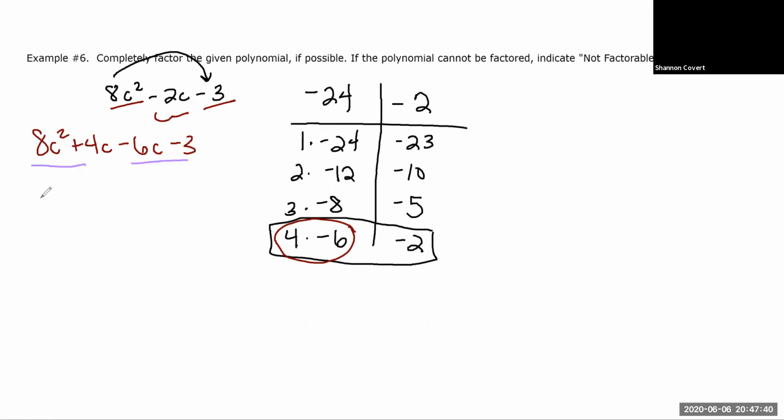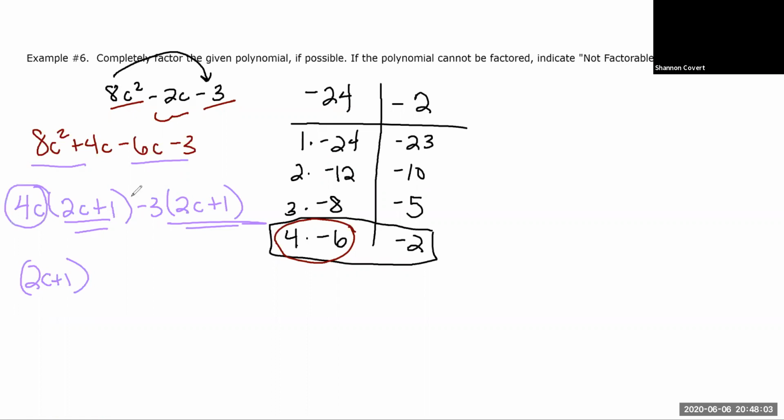Greatest common factor between the first 2 is a 4c, which leaves me with 2c plus 1. Greatest common factor in those last 2 is a -3, which leaves me 2c plus 1. There's our common factor binomial, and I'm left with 4c minus 3. And that's my solution.